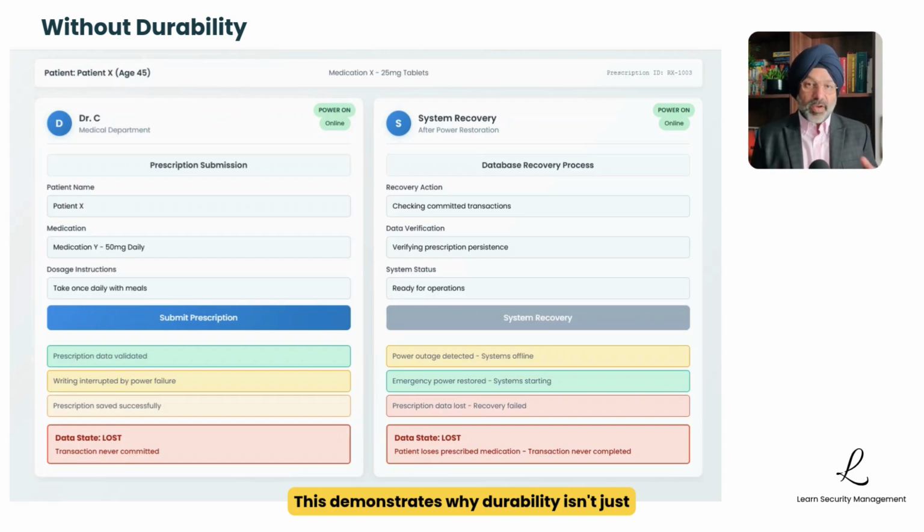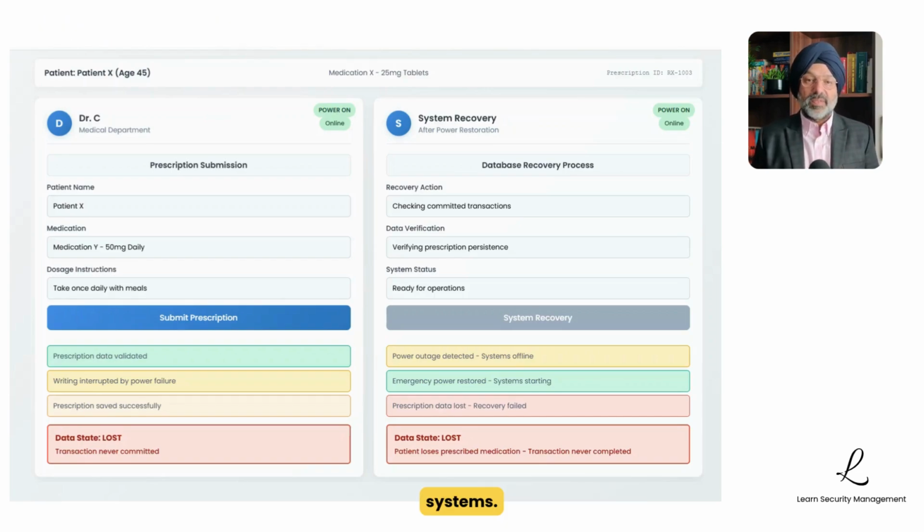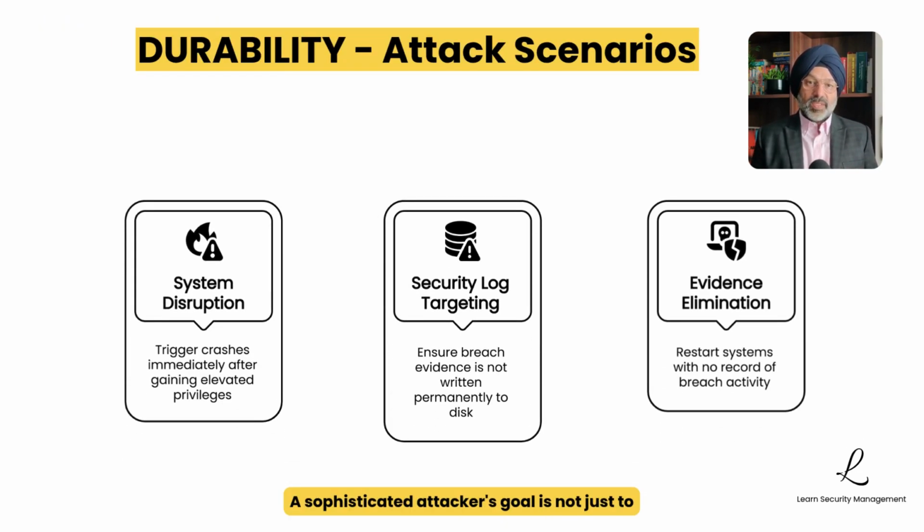This demonstrates why durability isn't just about data integrity. It can have serious consequences in critical systems. A sophisticated attacker's goal is not just to breach a system, but to do so without being detected. By targeting durability, they can attack the audit trail itself.